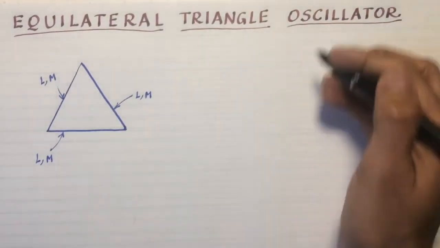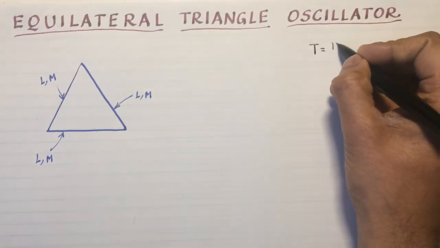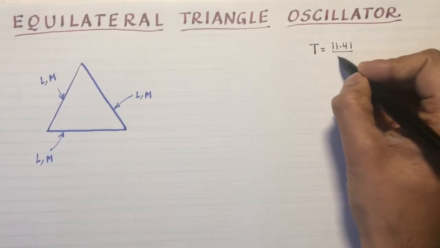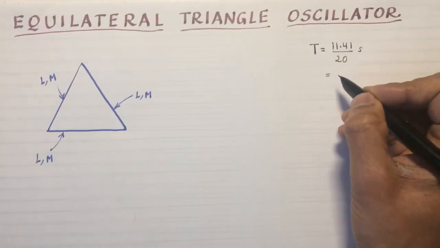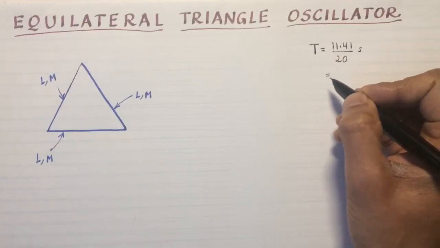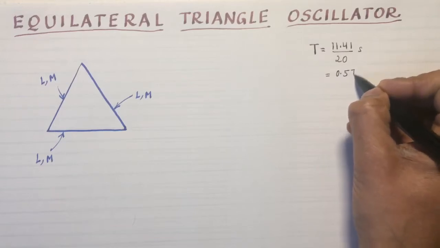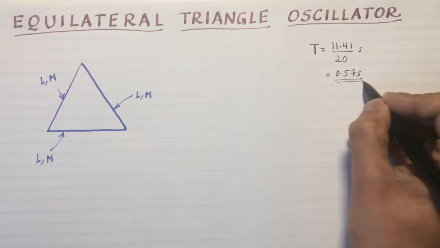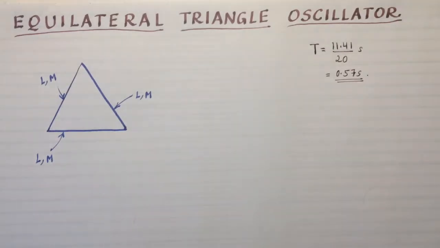So the period is 11.41 divided by 20. And I have a calculator on my side. Let me work it. I get 0.57 seconds for the period. It's pretty quick. It's a quick little oscillator.